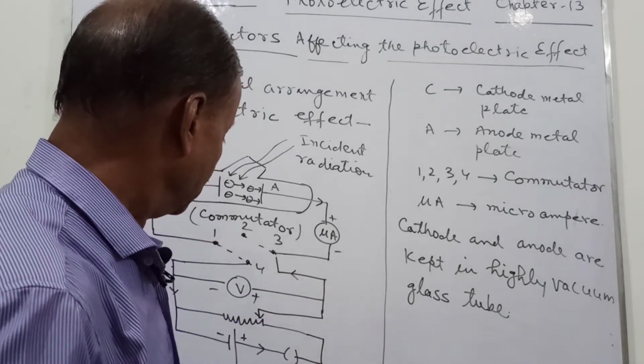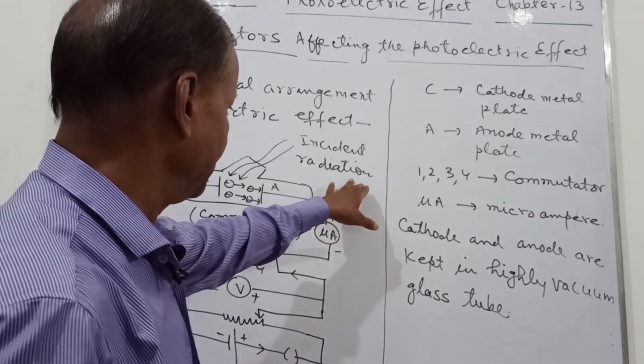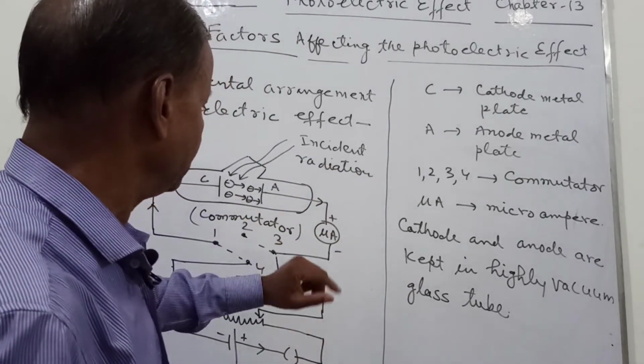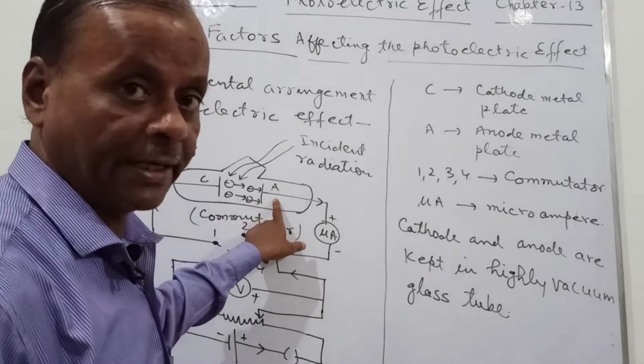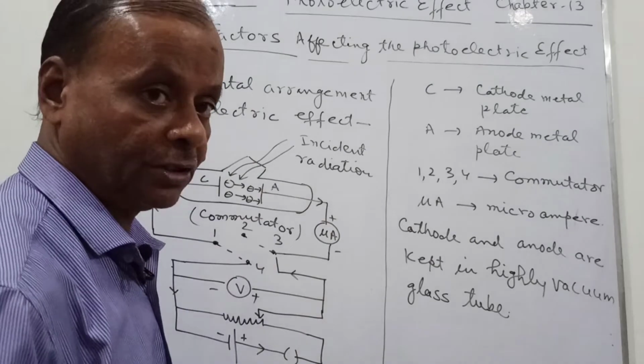What we do now: first we make the radiation incident, and as the radiation is incident, electrons are emitted and they are attracted by the anode, and the current flows in this circuit as I have shown in this diagram.